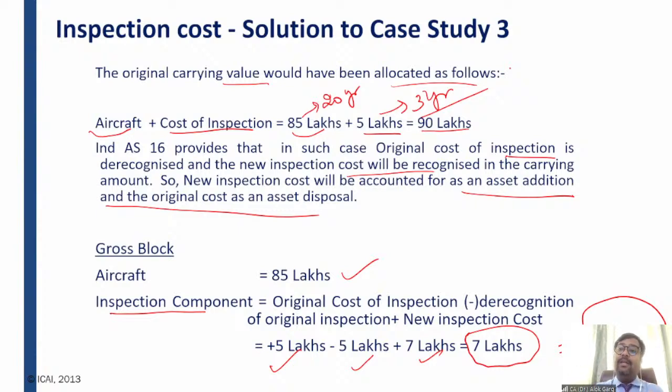After 3 years, a new cost will be added, right? So this inspection has a life of 3 years and this aircraft has a life of 20 years. So 85 needs to be depreciated over a 20 year period and 5 lakh needs to be depreciated over a 3 year period, because on day one, I am aware of the life.